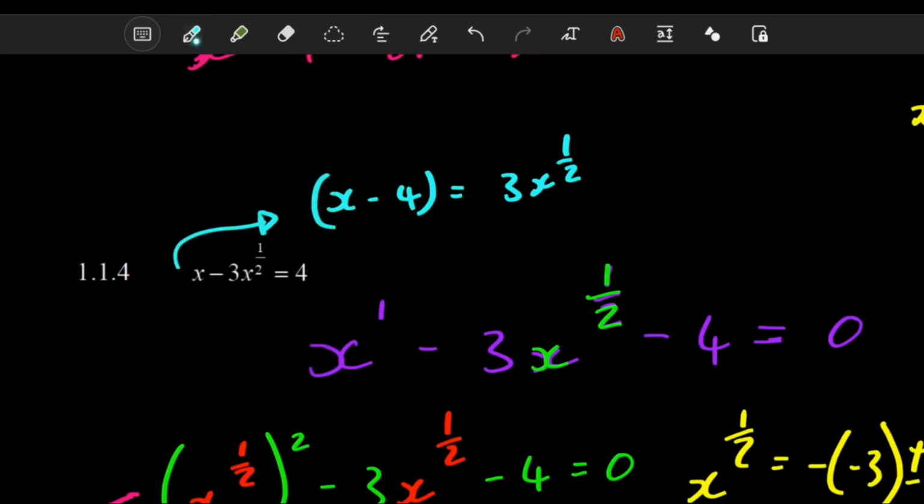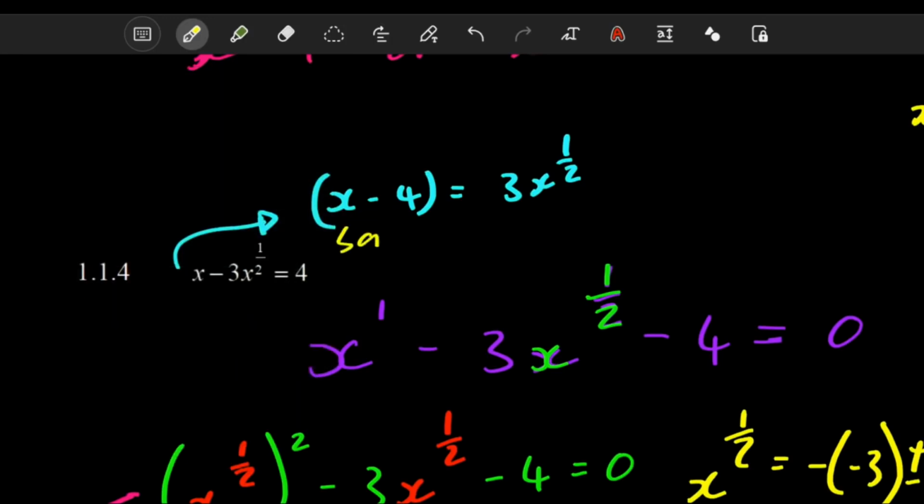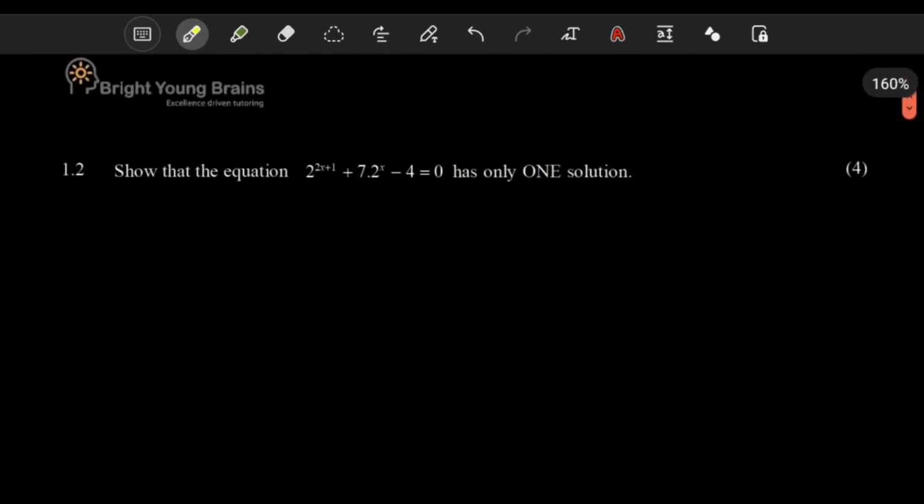And then from here, you could have just squared both sides. So let's say here, square both sides, you see. And then you could have carried on. You would still end up with this answer. So yeah, there we go.